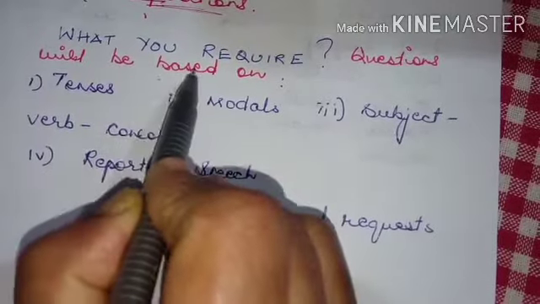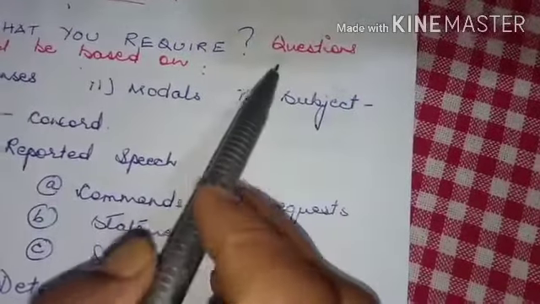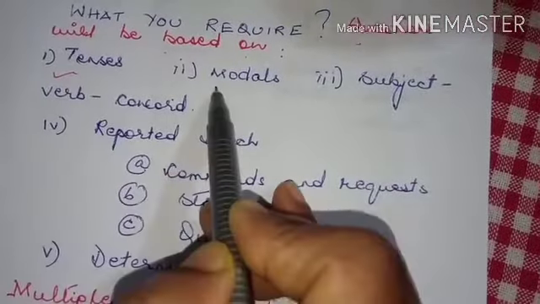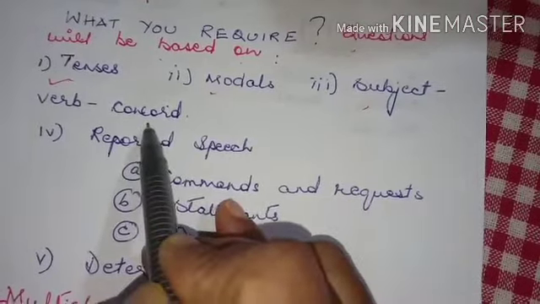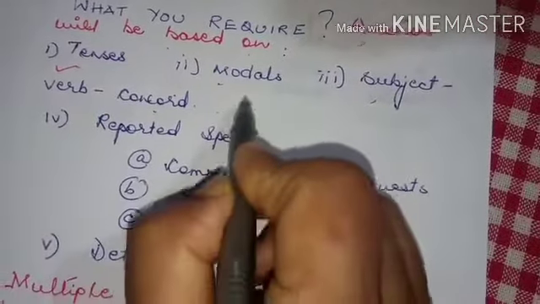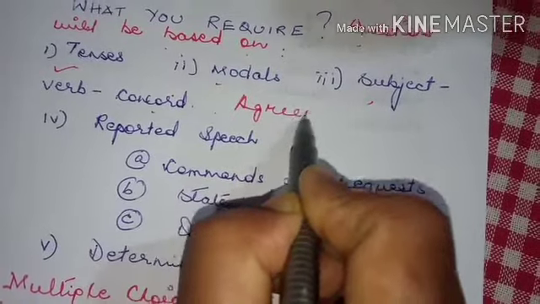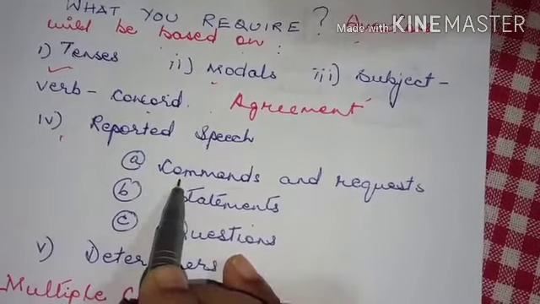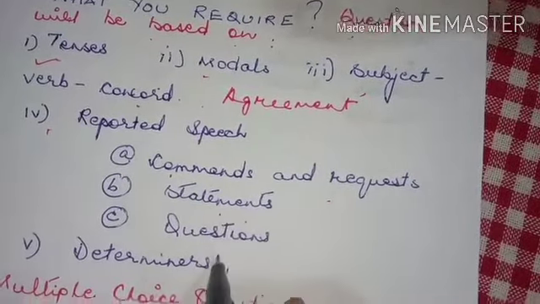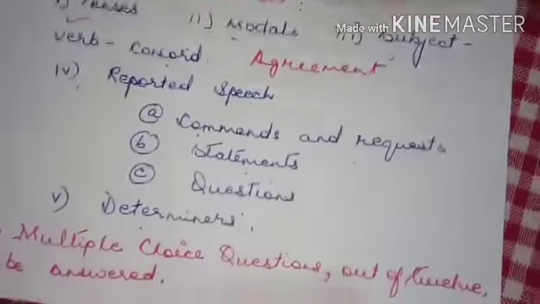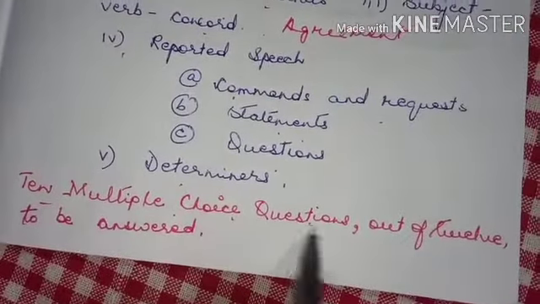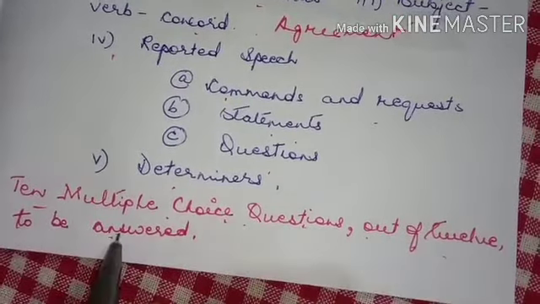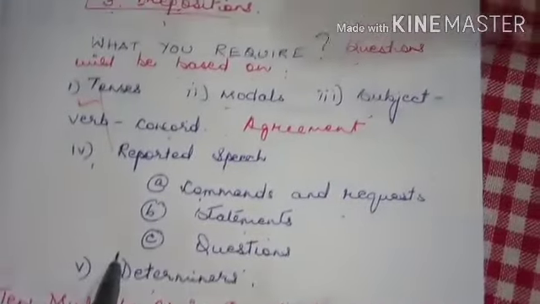So, what do you require in grammar now? Your grammar questions will be based on the following topics: tenses, modals, subject verb concord, means subject and verb agreement. We talk about agreement here, subject and verb agreement. Then reported speech, and here you will require commands and requests, statements, questions, and determiners. So you will get 10 multiple choice questions out of 12. You need to answer 10 out of 12 questions from the above topics that I have mentioned here.